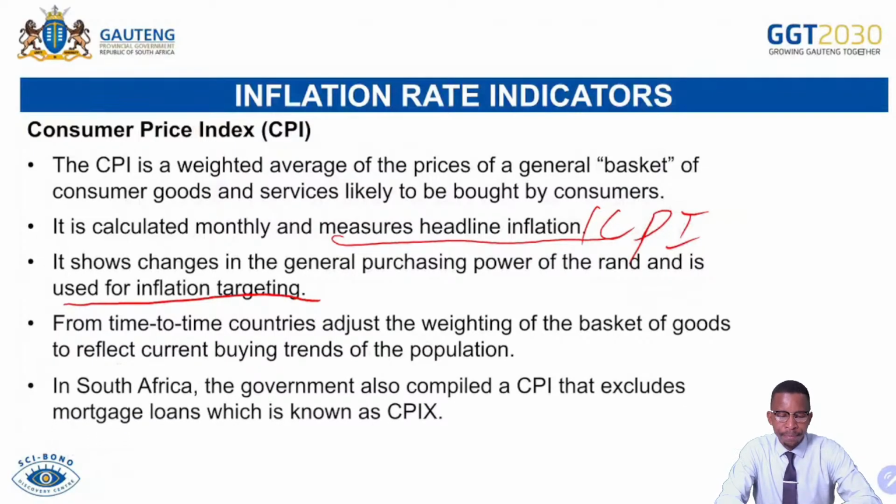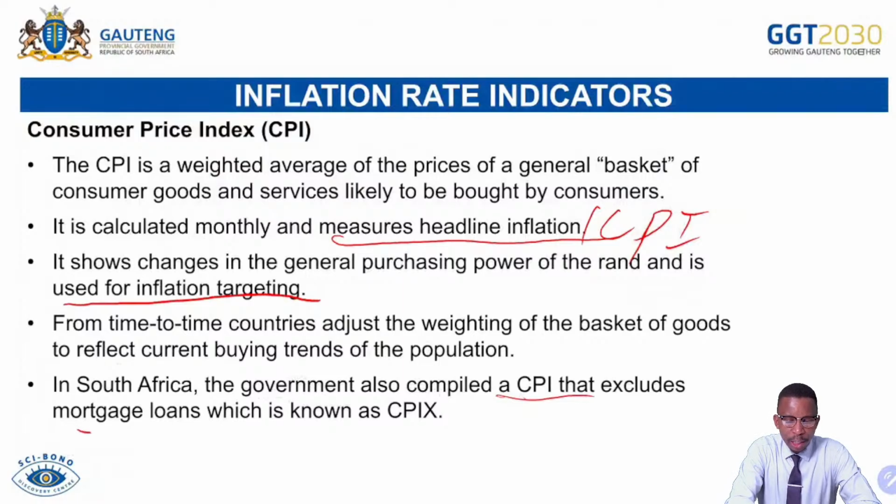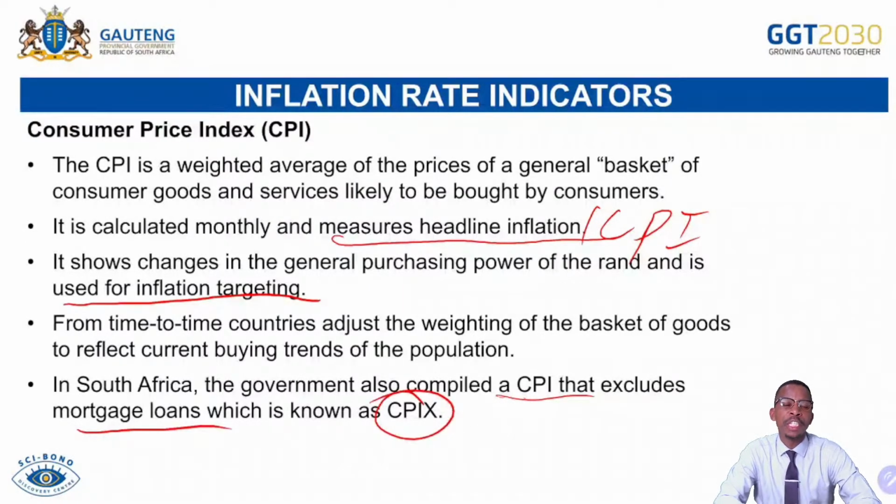In South Africa, the government also compiled the CPI that excludes the mortgage bonds or loans, which is CPIX. Remember, CPIX refers to the inflation figures that do not include mortgage bond or interest rate.